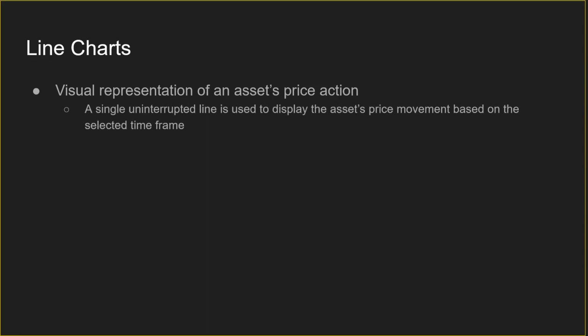First, we'll start off with line charts. So line charts are just a visual representation of an asset's price action. It's a single uninterrupted line used to display the asset's price movement based on the selected time frame. So if we select the daily, we see the price movement over a period of days. If we select maybe 1 hour, we'll see the price movement of the asset based on hours.